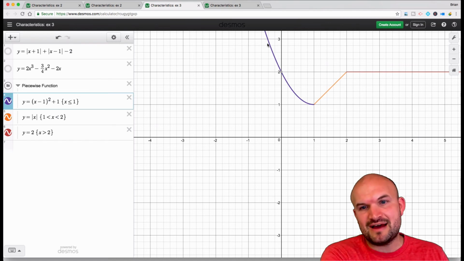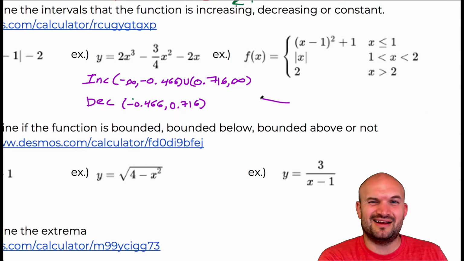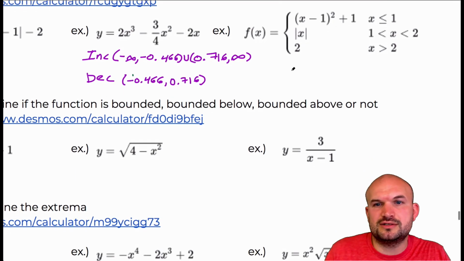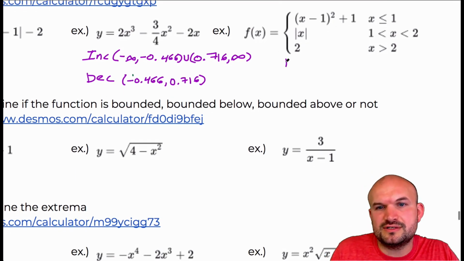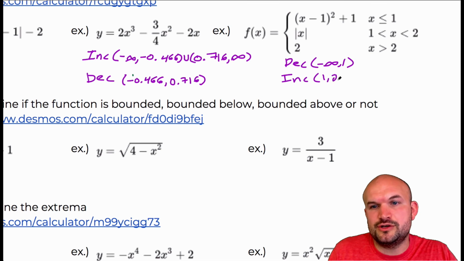But we can see that the graph is decreasing from -infinity to 1. It's increasing from 1 to 2, and then it's constant from 2 to infinity. So we're just going to go ahead and write that down. I think I can remember all that, hopefully. Let's go and check it out. So let's say it was decreasing first. So we'll write decreasing from -infinity to 1. It was increasing from 1 to 2. And then it was constant from 2 to infinity.